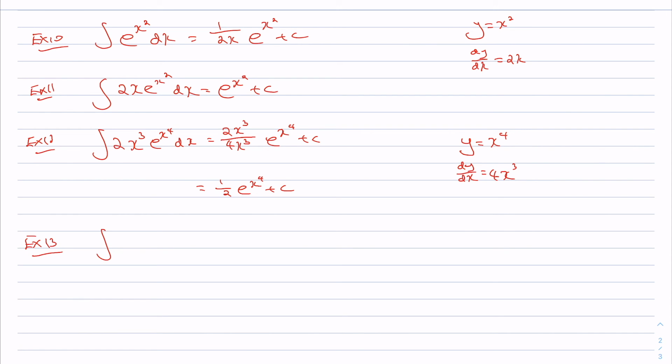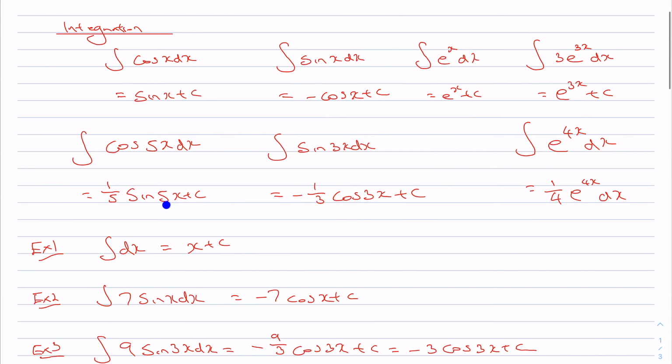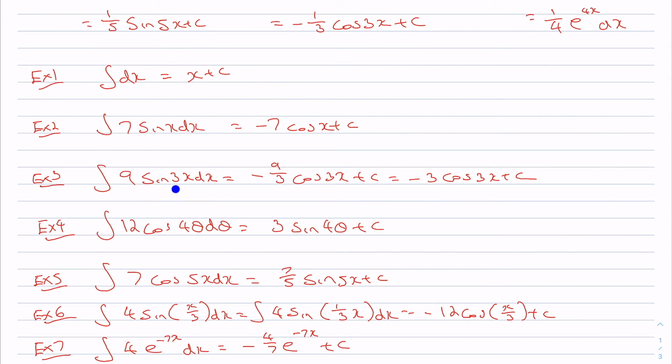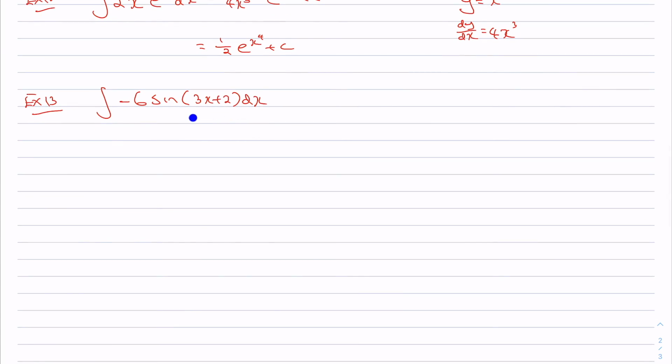How about if it's the integral of something like minus 6 sine 3x plus 2 dx? Well, first of all, notice, as I said, the number in front, this is what is happening when I do the integral of 5x. I'm just doing that 5 here. When I differentiate 5x, it's just 5. When I differentiate 3x, it is 3. So divided by that. When I differentiate 3x plus 2, it's going to be 3 again. So it'll be 6 divided by 3 is 2.